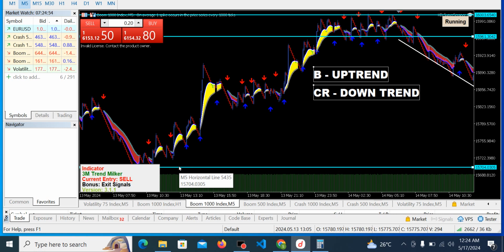your spikes. If you don't know how to identify that, right here we have a simple trading tool called the 3M Trend Milker Trading Indicator. It gives us the idea that the market is about to change its trend. Right here you can see it's from the major support zone, and we've got a yellow flag right here. The yellow flag signifies that the market is going on an uptrend.